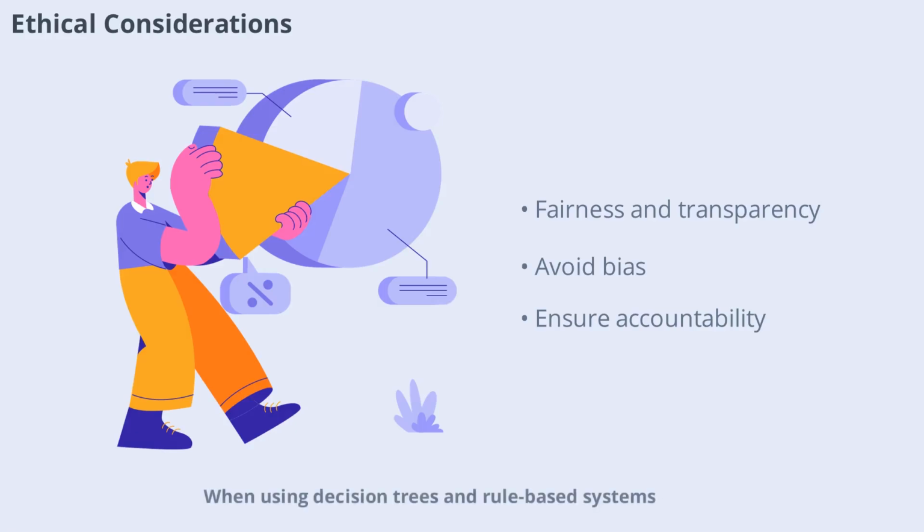In using decision trees and rule-based systems, it's important to consider ethical issues such as fairness, transparency, and accountability. Decisions made by these systems can impact people's lives, so ensuring that they are free from bias and easy to explain is crucial. Regular audits and transparent design help maintain ethical standards.